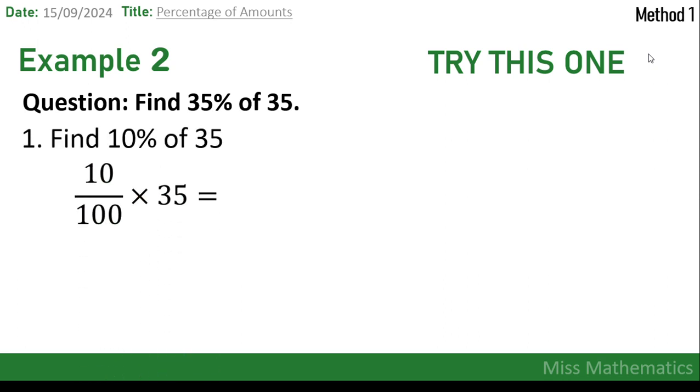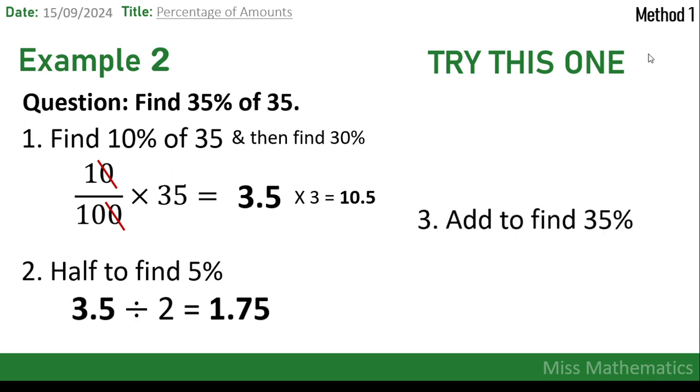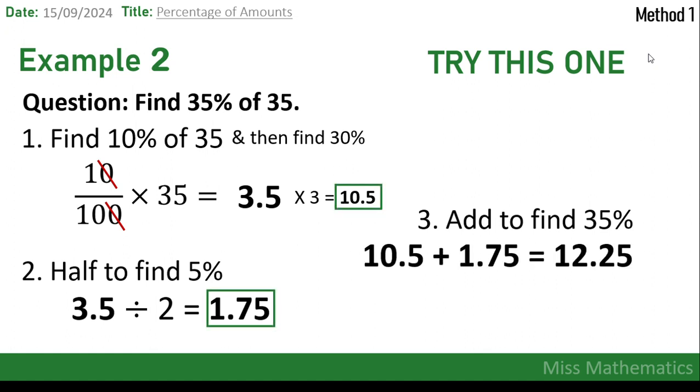So to find 35% of 35, first you have to find 10%. And 10% of 35 is 3.5. So this example is a bit harder because you have to find 35%, but it's simple if you think about it. Now we have 10%, we need to find 30%. So we times 3.5 by 3. So 30% of 35 is 10.5. Then we can half the 10% value to find 5%. So 3.5 divided by 2 is 1.75. And we can add these together to find 35%. And therefore we get 12.25.